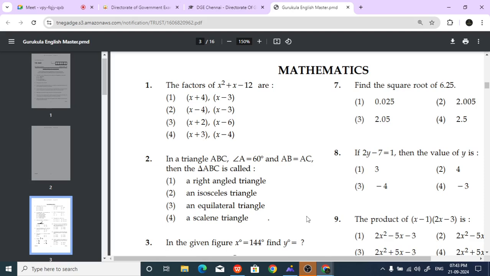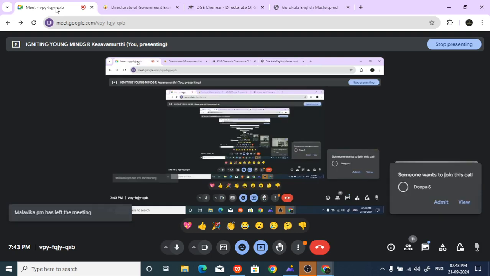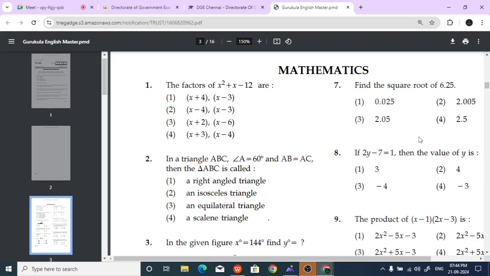Because we are on this page, we'll straight away after 2 go to 7. Fine. Can somebody read the question? Sir, can you read the 7th question? Find the square root of 6.25. How will you find? So, what is the answer? Sir, 2.5. Is it 2.5 or 2.05? 2.5, sir. Okay. So, how will you find out this?